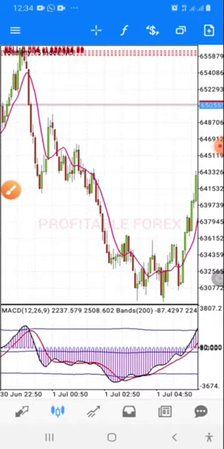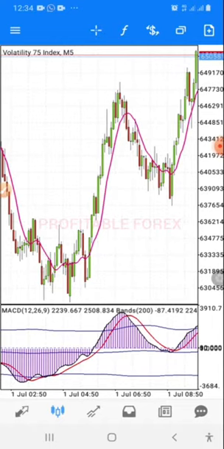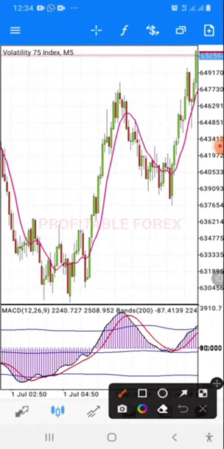For us to take a trade, we first have to look at our indicators and see that the MACD crossover is above the top band of the Bollinger Band. This is what I mean: make sure your MACD is above the top band of the Bollinger Band. Here you can see this is the MACD and this is the upper band of the Bollinger Band, and the MACD has crossed over. So make sure your MACD is above the top band of the Bollinger Band.